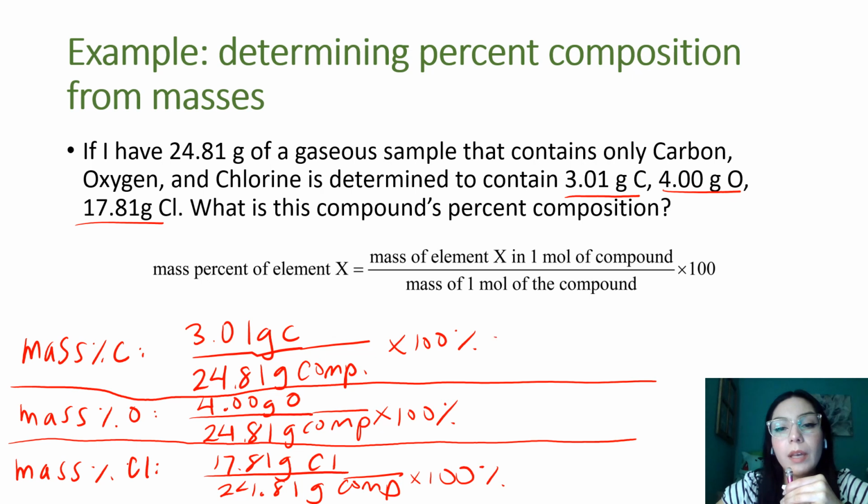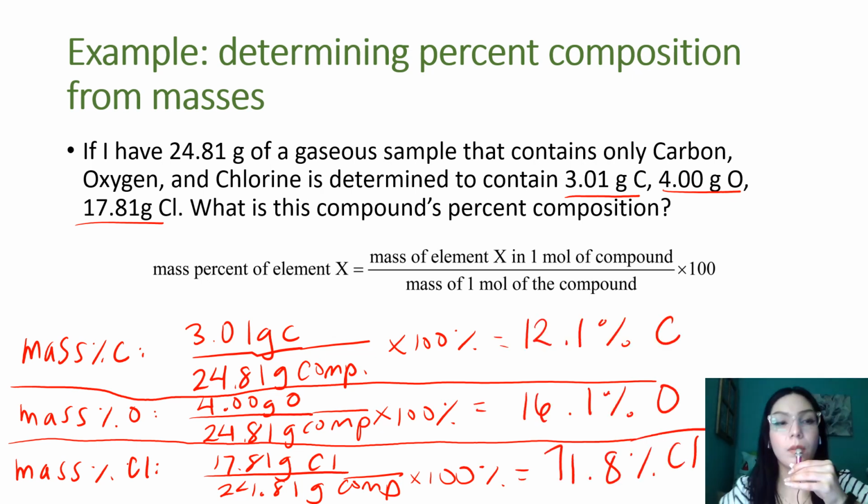So I'm going to go ahead and multiply these out and see what we get. So I went ahead and divided the masses out. That cancels out the units for grams, and then you multiply by 100, and then you don't have any units at the end. These are the percentages that I got, and they all add up to 100.